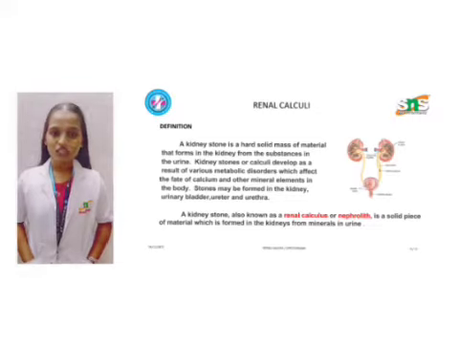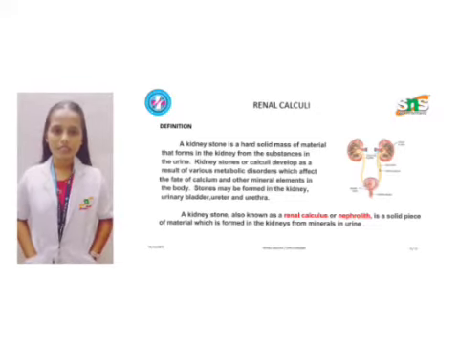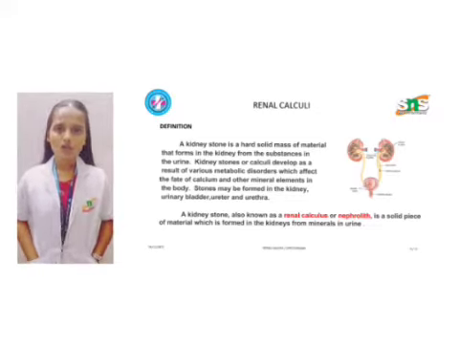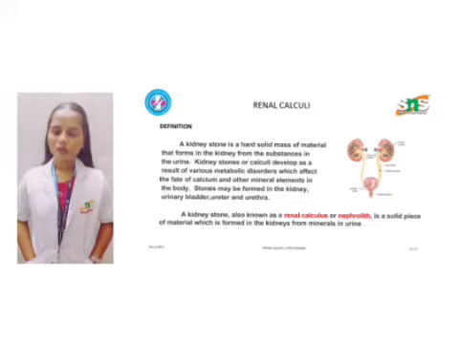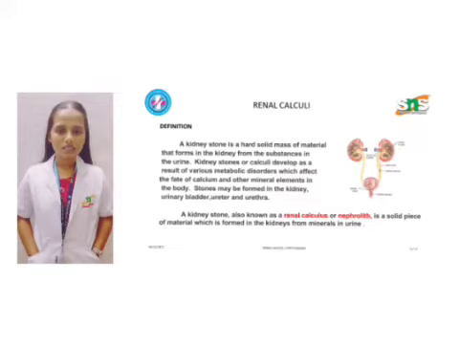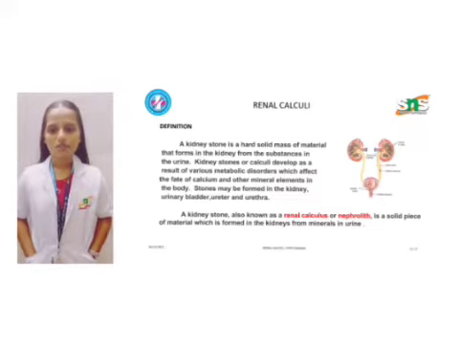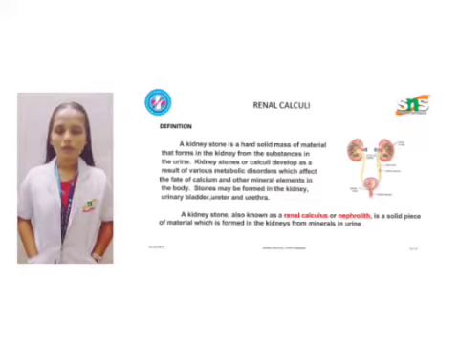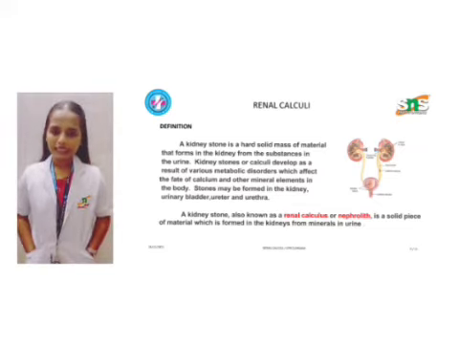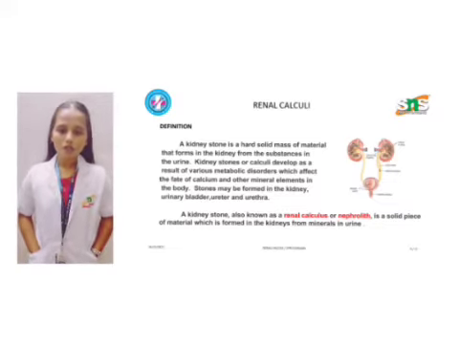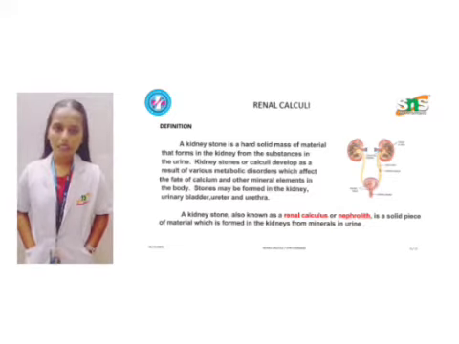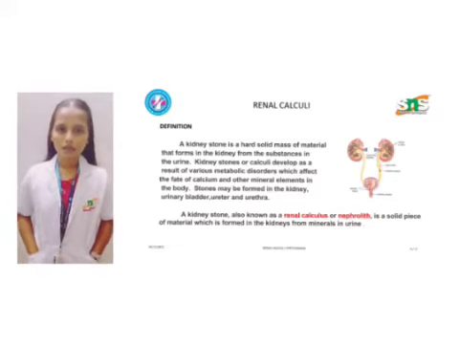Renal calculi. Definition. A kidney stone is a hard, solid mass of material that forms in the kidney from the substances in the urine. Kidney stones are calculi that develop as a result of various metabolic disorders which affect the fate of calcium and other mineral elements in the body. Stones may be formed in the kidney, urinary bladder, ureter, and urethra. A kidney stone, also known as renal calculus or nephrolith, is a solid piece of material which is formed in the kidney from the minerals in urine.